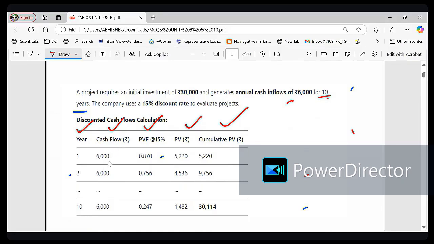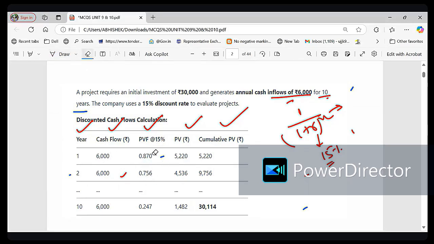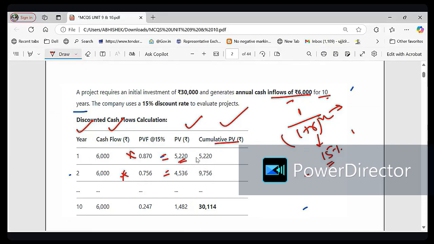Then you will write the annual cash flow. It is a uniform annual cash flow, 6,000 every year. Then you will find the present value factor. How to find it? 1 upon (1 plus r) whole to the power n. R in this case is the discounting factor, which is 15%, and n is the number of years. For n equal to 1, just put the value and you will get 0.870. For n equal to 2, you will get 0.756. This gives you the present value factor, PVF. Now you multiply the cash flow with PVF to get the PV. And I think you know how to find the cumulative PV. Very easy, you just add them up, and finally you get the cumulative PV.